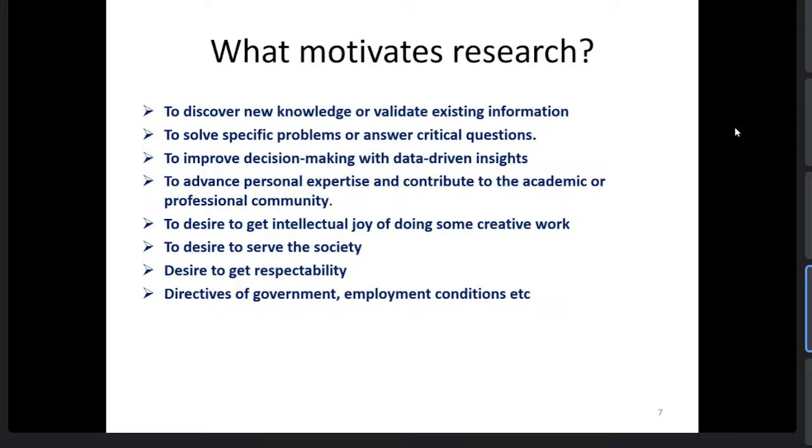And also it may be that there are some existing models, and suppose a researcher has found some new idea that surpasses the existing model. So there is also scope to improve the decision making systems based on the data. And this augments the personal expertise, and also contributes to the academic or professional community.